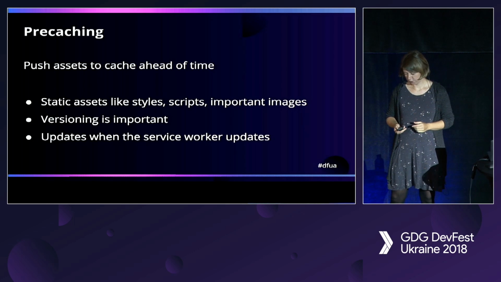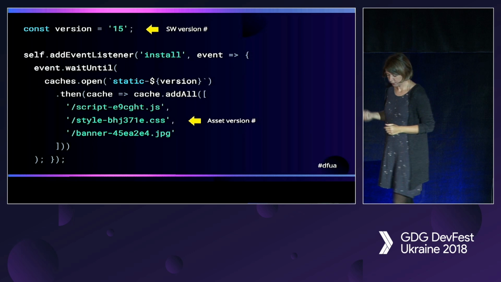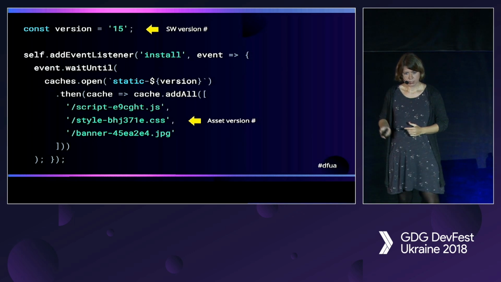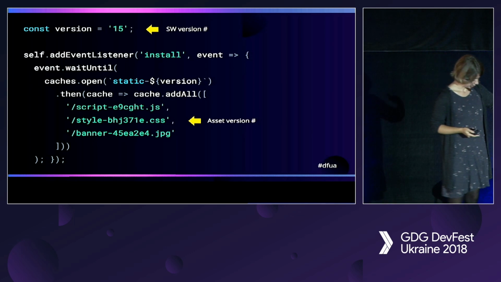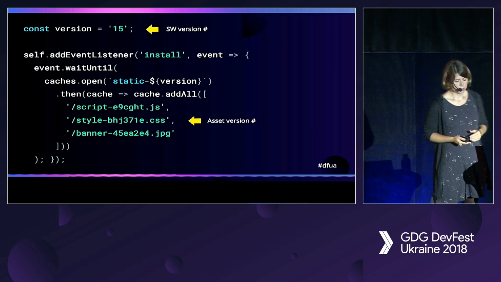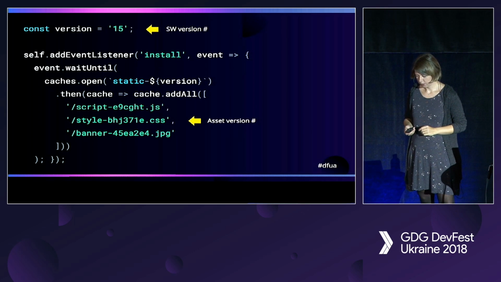You also need to bump the version of the service worker. And here's the example, right? You have the install step. You have some resources you push to cache in that step with the versioning hash attached to it.